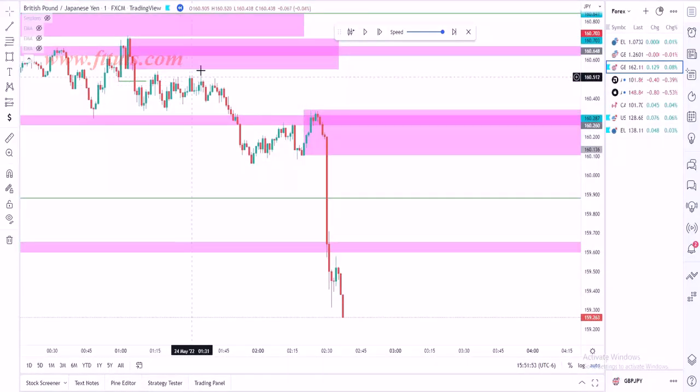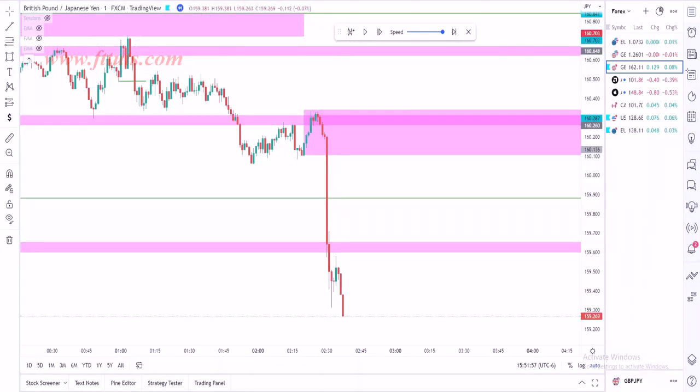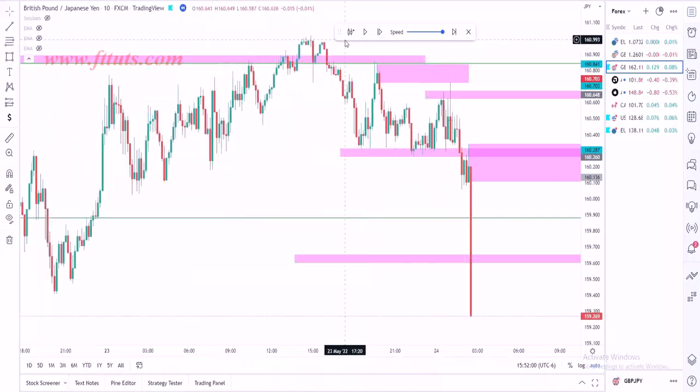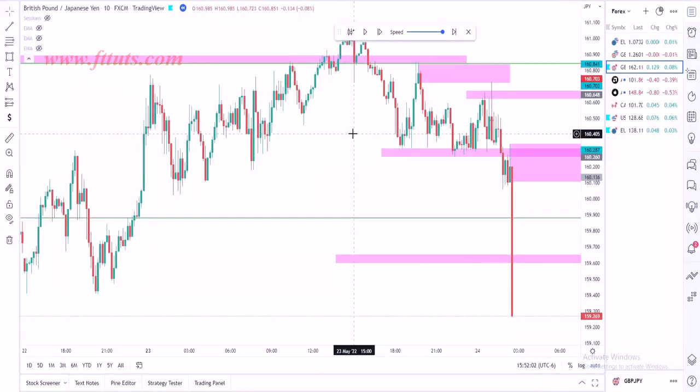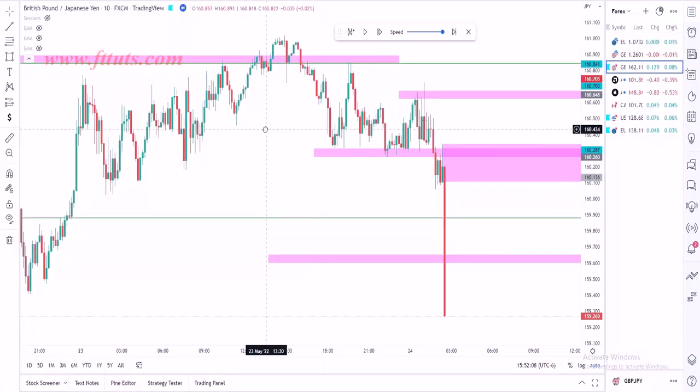Okay, and it never came back and tapped our 1 minute refined order block. And that's perfectly fine. Every opportunity is an opportunity to learn something, to save capital. No need to force things.